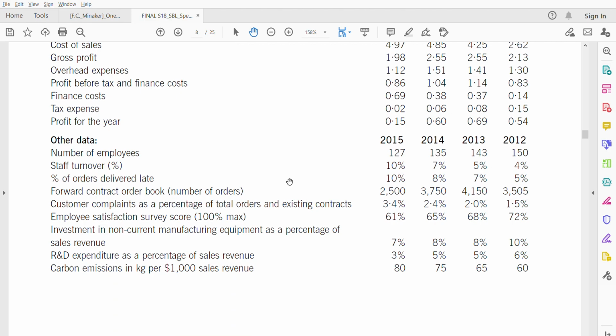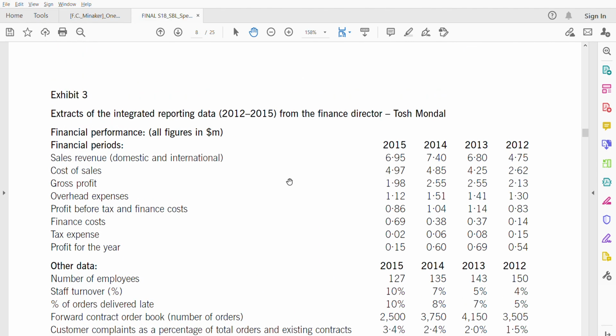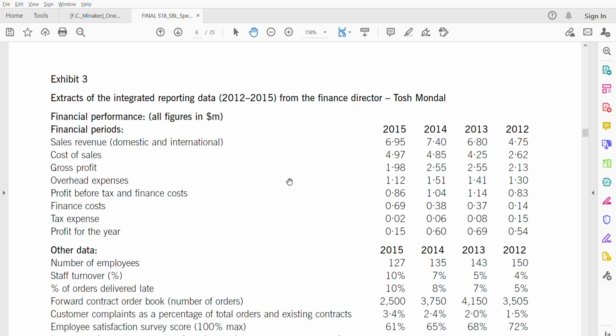So this is how, when you are given a financial performance, you just have to quickly analyze like this. You are not calculating any ratios at this moment, and all that you will do is when you have to write an answer. What we have done, we just saw from 2012 to 15 what happened to sales, what happened to gross profit, what happened to net profit and expenses.